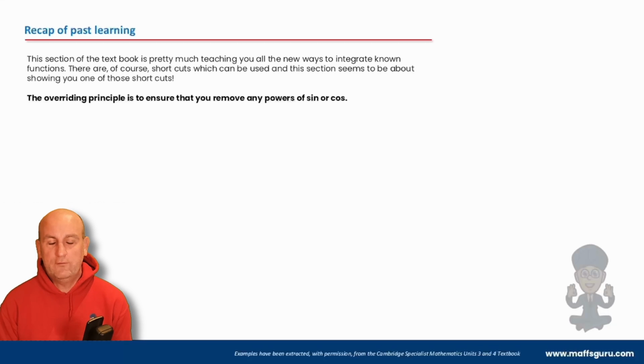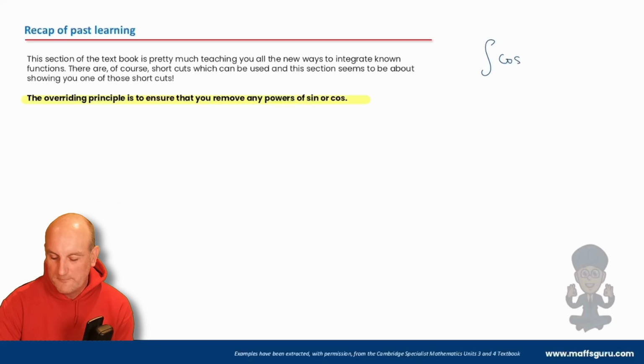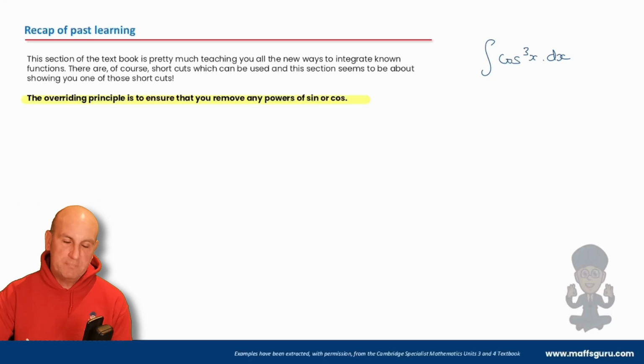Now, the overriding principle, as I say here, if you've been watching any of my previous videos, is to make sure that for the whole of this, you remove powers of sine or cosine. Now, that comes with a bit of a caveat, because in a previous video, we could work out the integral of cos cubed of x. How do we do it? By substitution, and that was a pretty good video.